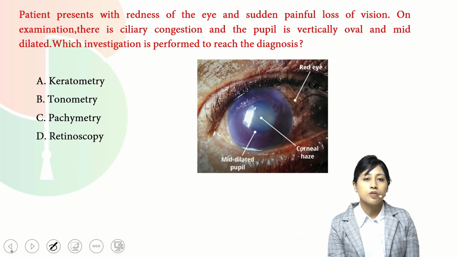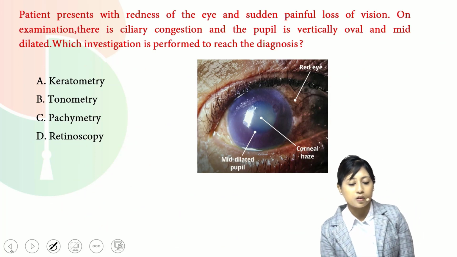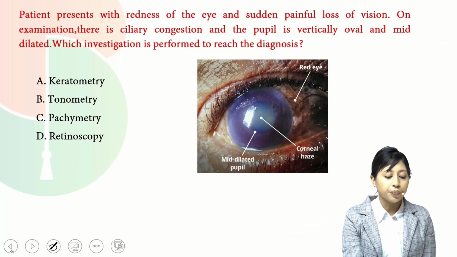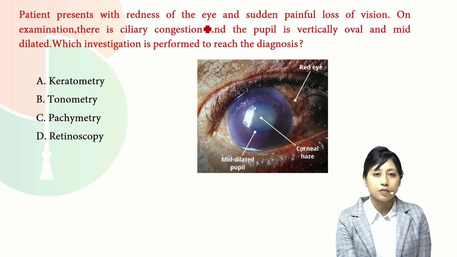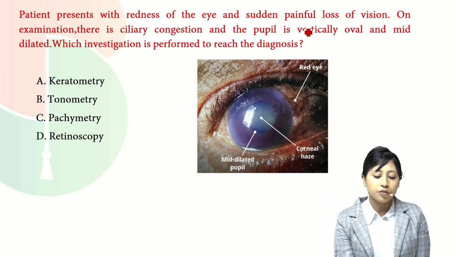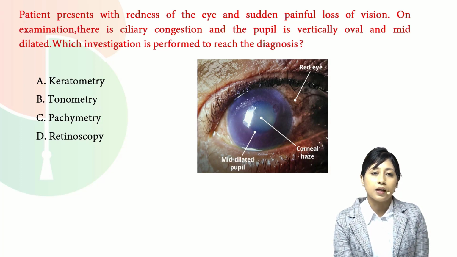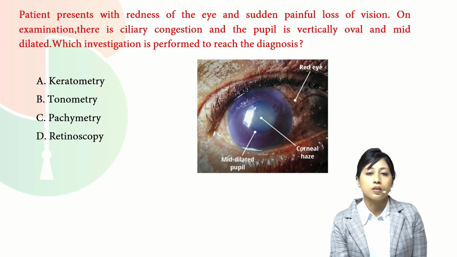Okay, let us move on to our next question. Here is again the clinical case scenario. Patient presents with redness of the eye and sudden painful loss of vision. On examination, there is ciliary congestion and the pupil is vertically oval and mid-dilated. Which investigation is performed to reach the diagnosis?